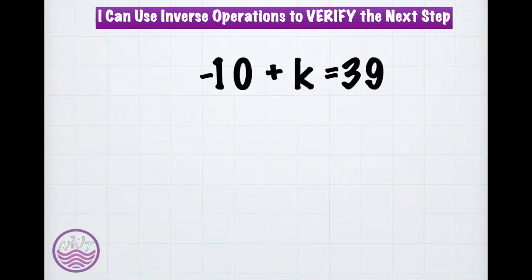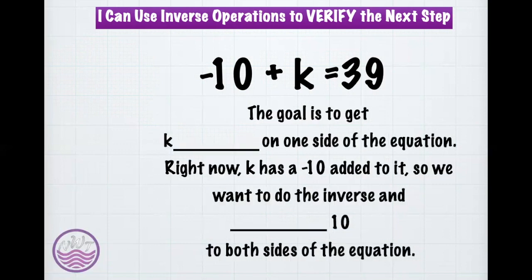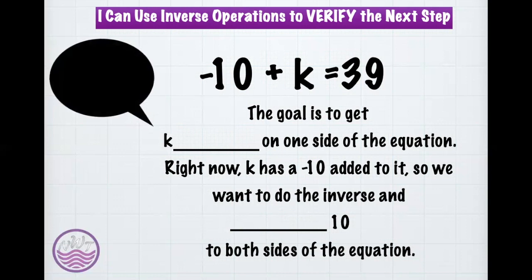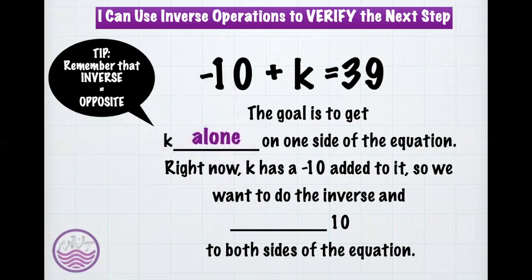Let's try another one. Now we have a little bit of a different situation: our variable is now second versus first, like the last equation. We have a very similar sentence frame. The goal is to get k blank, and we already know that one, on one side of the equation. Right now, k has a negative 10 added to it. So we want to do the inverse and blank 10 to both sides. We also want to remember inverse is opposite. That's going to come up very often for your tip. And then we know that we want to get k alone, by itself, or isolated.